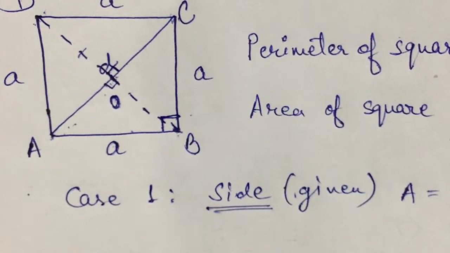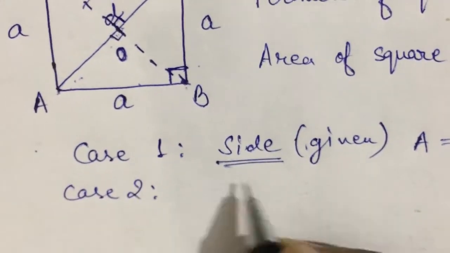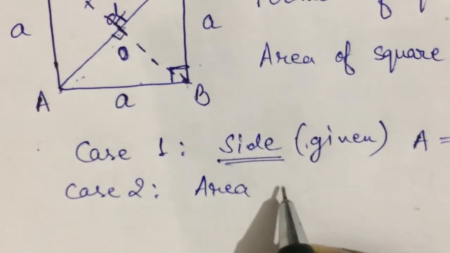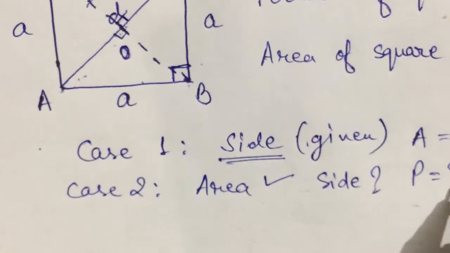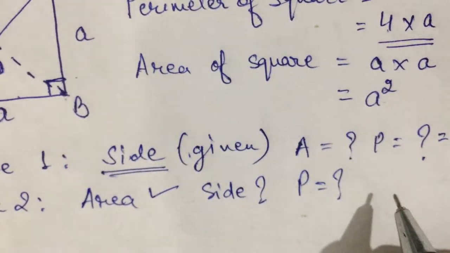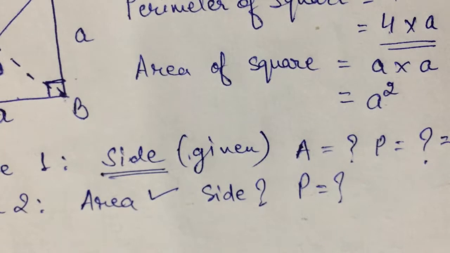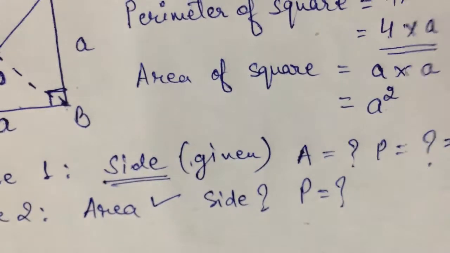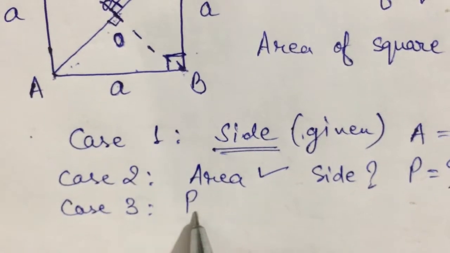So next, what they can ask you in case 2. In case 2, the area will be given. They may ask you to find out the side and the perimeter, and if it is a ground, they may ask you how much money you need to spend in order to cultivate it, in order to put the fencing around it. There are so many things they may ask you. Now what is case 3? Similarly, in case 3, they might give you the perimeter.